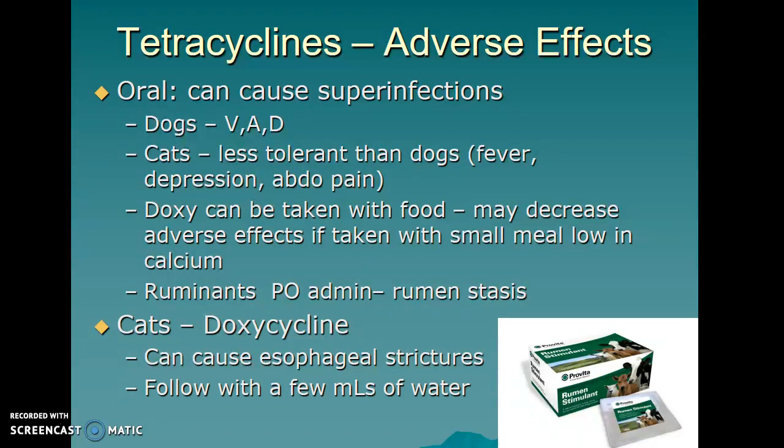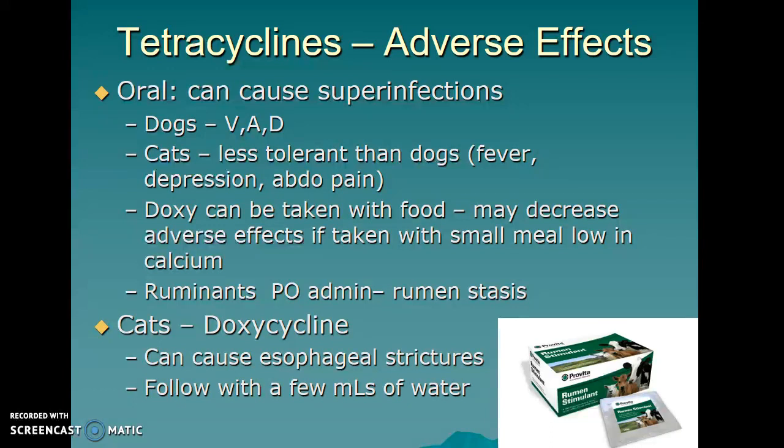Because tetracyclines are broad spectrum, we can get superinfections when it's administered orally. What that means is we get an overgrowth of a particular type of bacteria. This can lead to diarrhea in animals and can adversely affect ruminants and cats to some degree as well. So with dogs, what we'll see sometimes just as an adverse effect and not in the superinfection form is vomiting, anorexia, and diarrhea, that they may not tolerate oral administration so well.